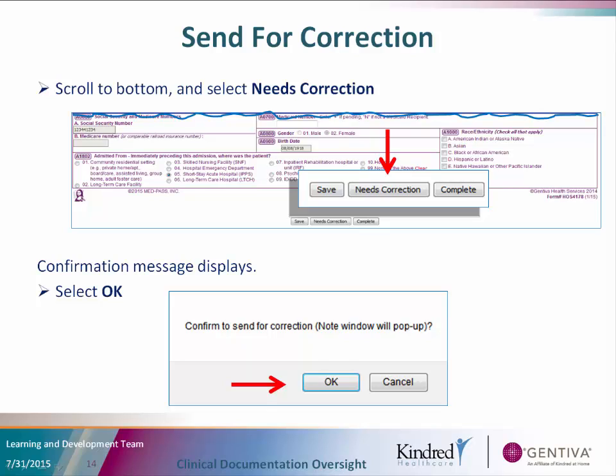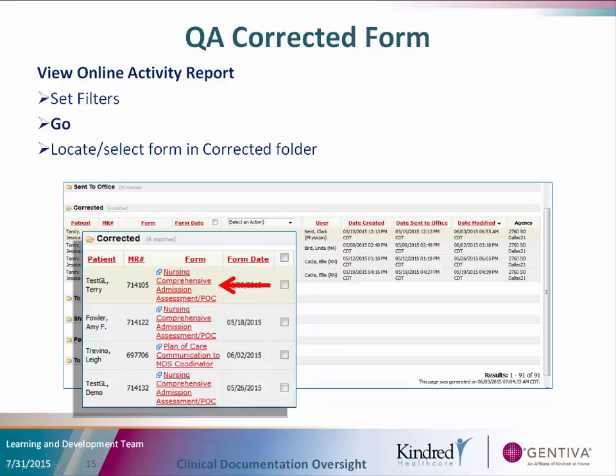Once all errors have been addressed with notes, scroll to the bottom of the form and select Needs Correction. A confirmation message displays. Select OK. The form is saved to the clinician's To Be Corrected folder. Once the clinician has addressed all of the identified needs for correction, he or she sends it to the office again. The corrected assessment appears in the corrected folder.